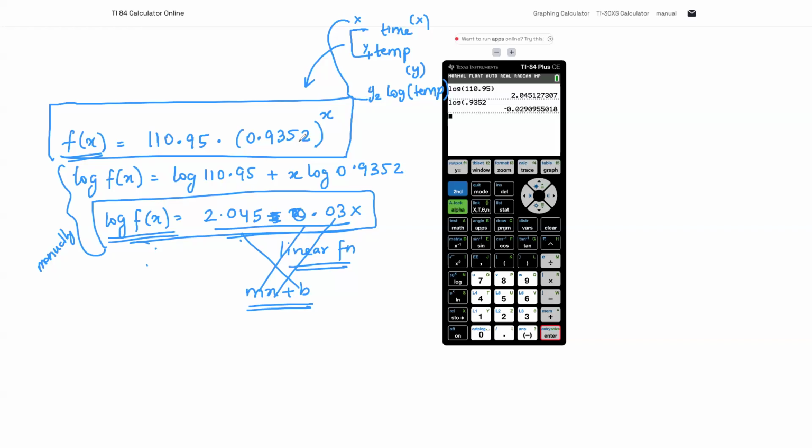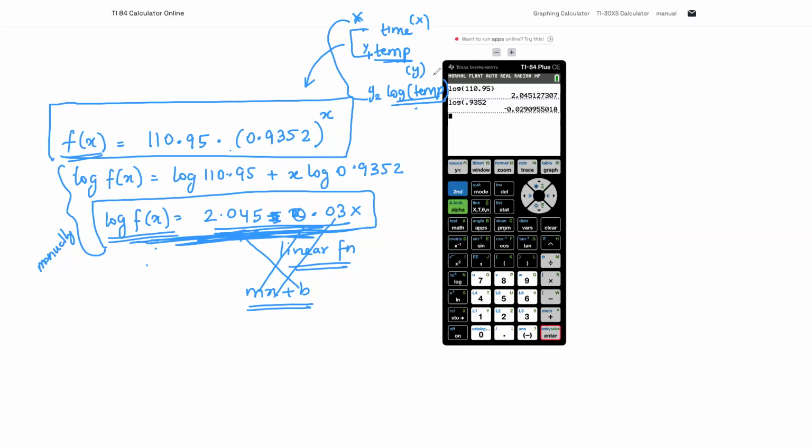Manually we got this linear function. We took log on both sides, and then we wrote out the function, which became a linear function. But now we are going to have the time values, but take a log of the temperature values. Instead of typing the temperature into that stat edit, into the table, we are going to take log of the temperature and type that in.